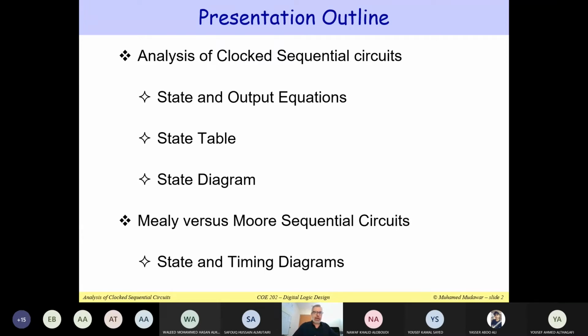So really the purpose of the analysis is, given a sequential circuit, if we have the diagram, then you can analyze it. And the purpose of this analysis is to come up with a state table and state diagram for the sequential circuit. In this presentation, I also have the topic about Mealy versus Moore sequential circuits. So there is a small difference between these two sequential circuits. We're going to study them in great details. We're going to look at their state diagrams and their timing diagrams, and look at the differences between these two different sequential circuits.